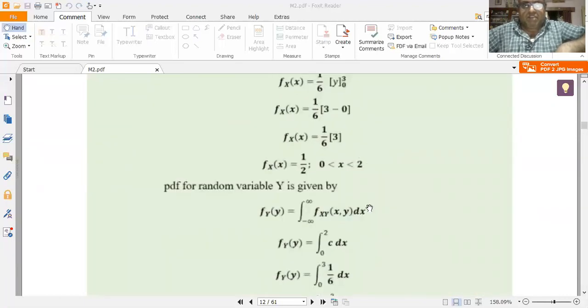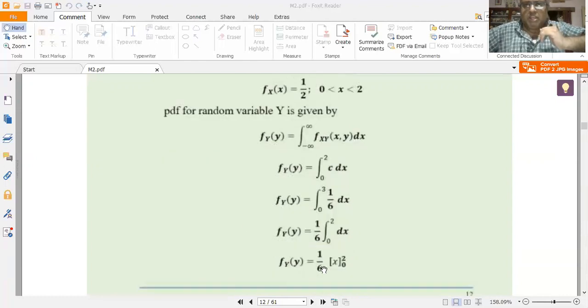marginal PDF. Now I have to find the second marginal PDF with respect to random variable capital Y. That is given by fY(y) is equal to the integral from minus infinity to plus infinity of fXY(x, y) dx. Now x ranges from 0 to 2 as per the given problem statement. So that's why this is equal to the integral from 0 to 2 of c dx. c is equal to 1 by 6, which we have calculated in part A. So that is given by the integral from 0 to 2 of 1 by 6 dx.